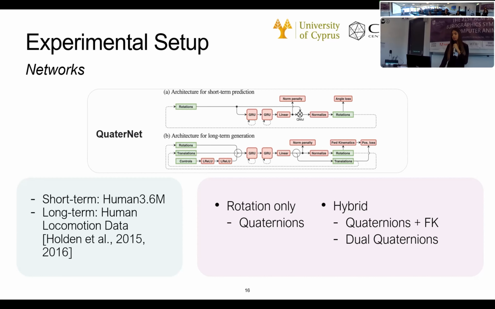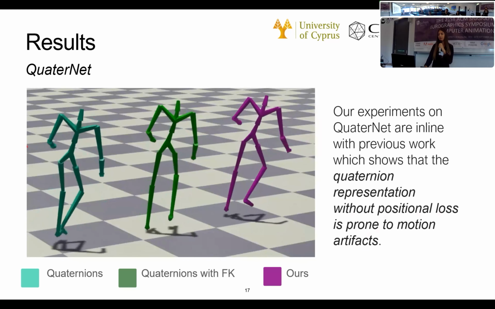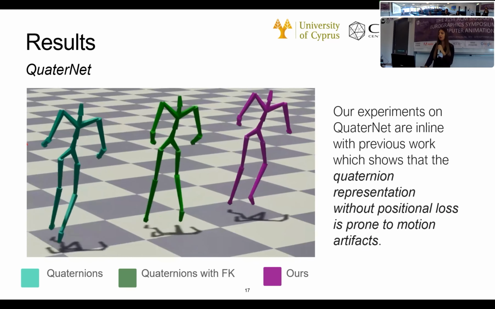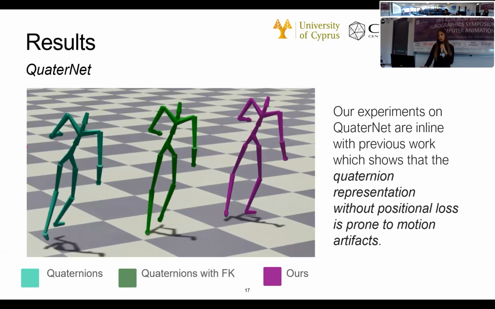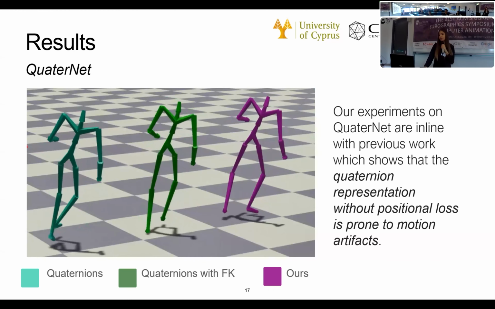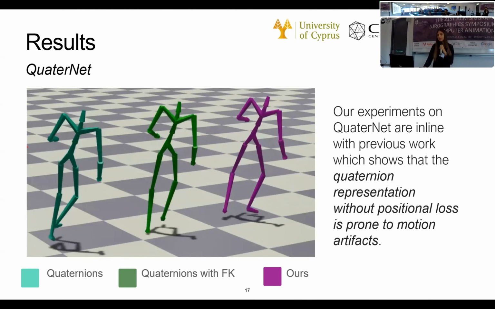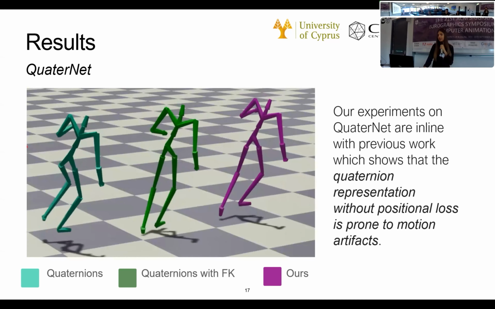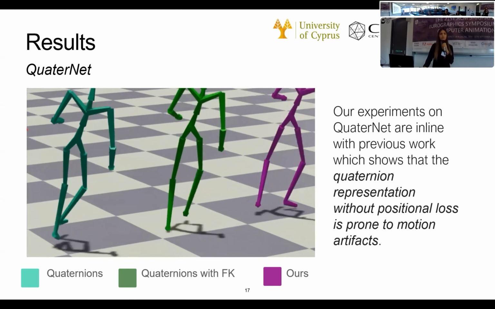For the long-term task, we demonstrate qualitative results and compare with quaternions and the hybrid representation using quaternions and forward kinematics. When comparing quaternions with and without forward kinematics and our representation, our findings are in line with previous works. We observed that the representation based on quaternions without the FK loss is prone to motion artifacts, especially on the end effectors. In the video, we can see abnormal motion in the feet of the far left skeleton. In contrast, quaternions with forward kinematics and positional loss and ours do not suffer from this artifact.